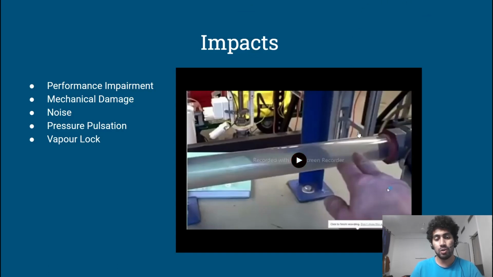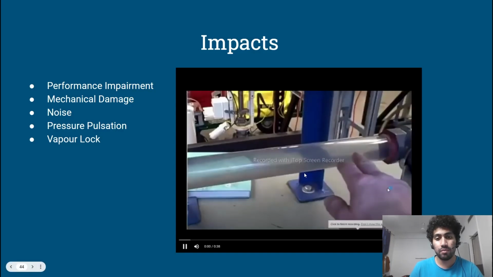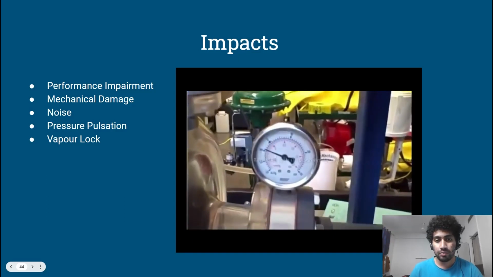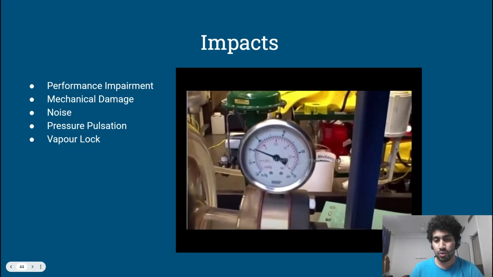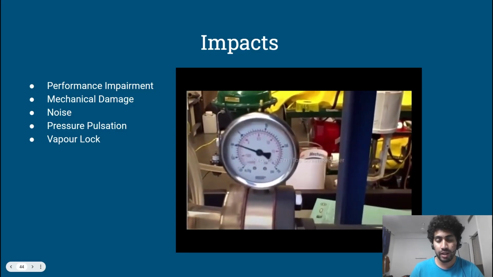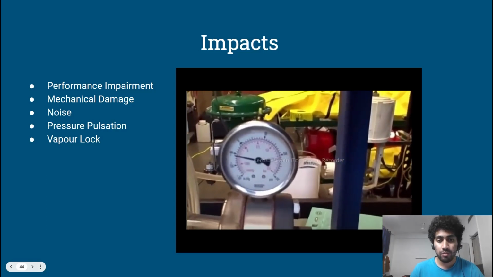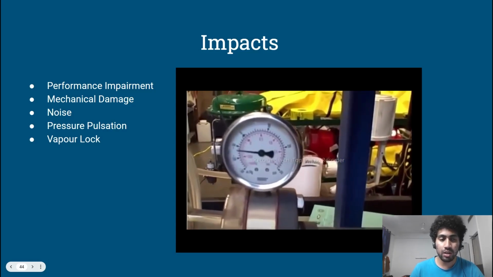Here is a short video in which we can see the noise effect of cavitation. Here we go, closing the valve, and watching the gauge. Water is being passed through the pipe, and the pressure inside the pipe is being gradually lowered. Minus 10 inches of mercury. Minus 12. Minus 14.